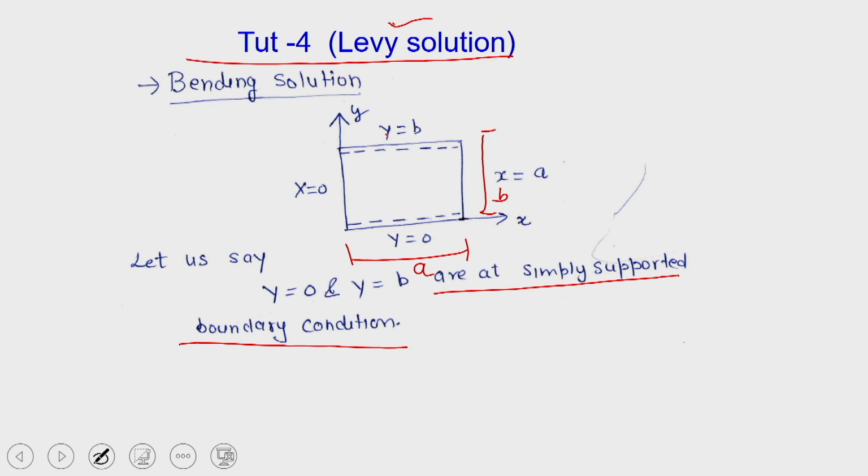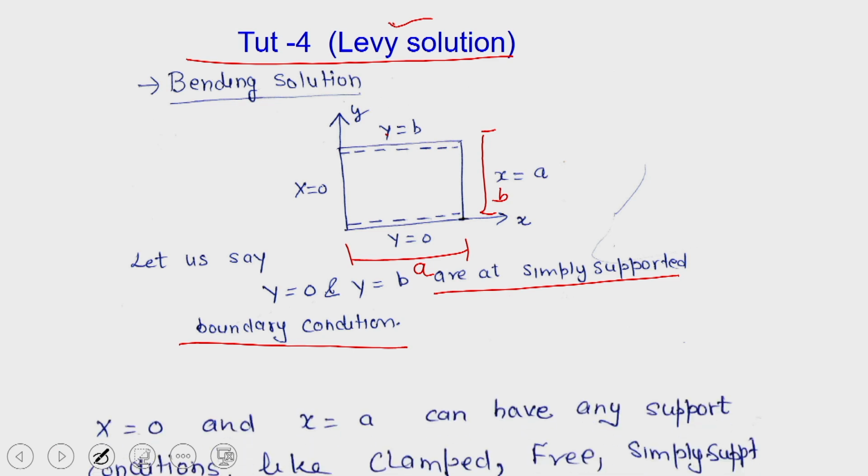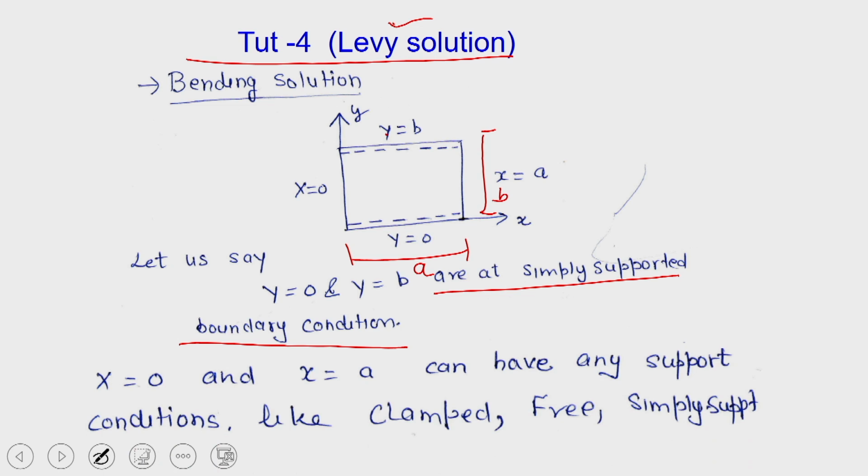Sometimes in some books you may find that x = 0 and x = a are simply supported, and the other two edges can have any support conditions. What do you mean by any support condition? It means it may be clamped, free or simply supported. x = 0 may be clamped, x = a may be free, and so on.